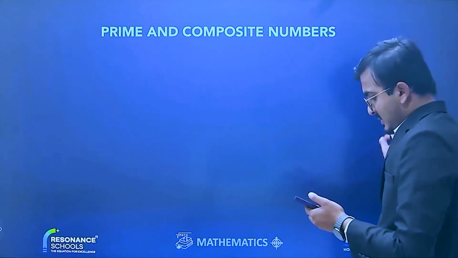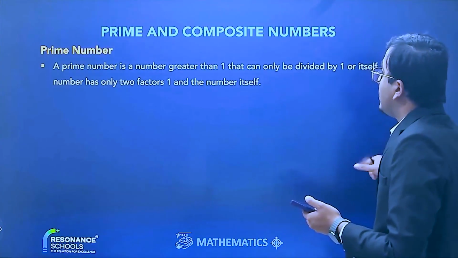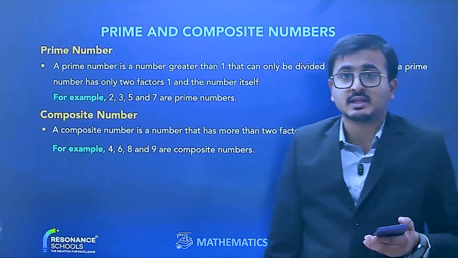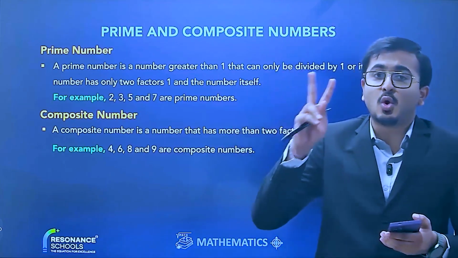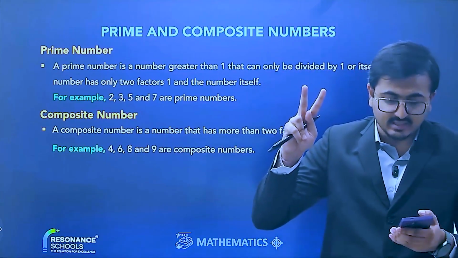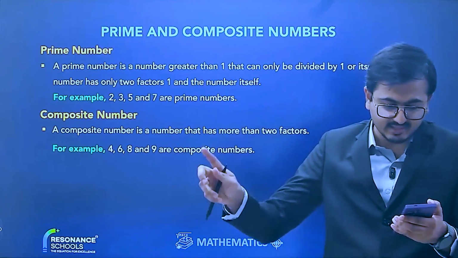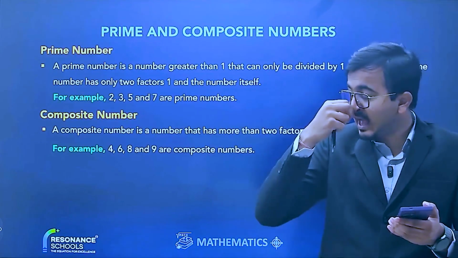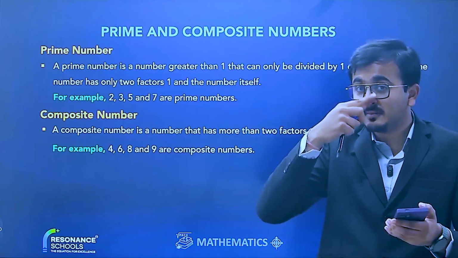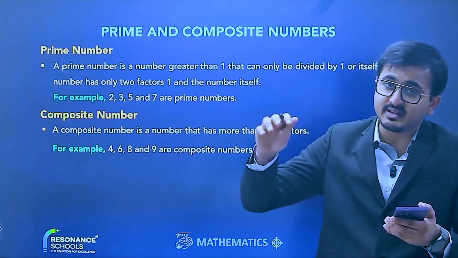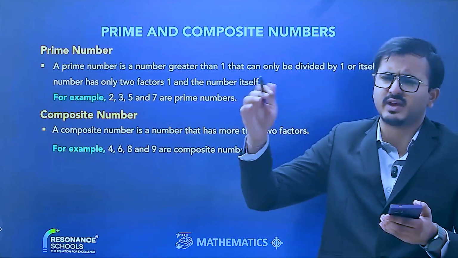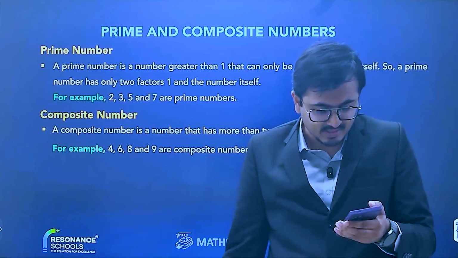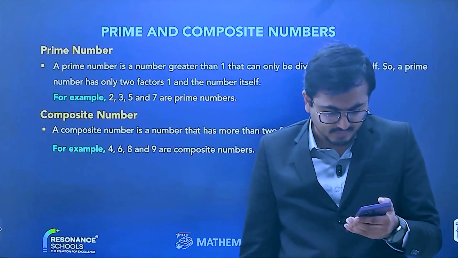Next. Now, prime and composite. Prime numbers are nothing but numbers having two and only two factors, that is 1 and the number itself. Whereas composite numbers have more than two factors, that is more than 1 and the number itself. It will have a third factor, a fourth factor. If it has more than two factors, it is called composite. Clear? Yes, no.